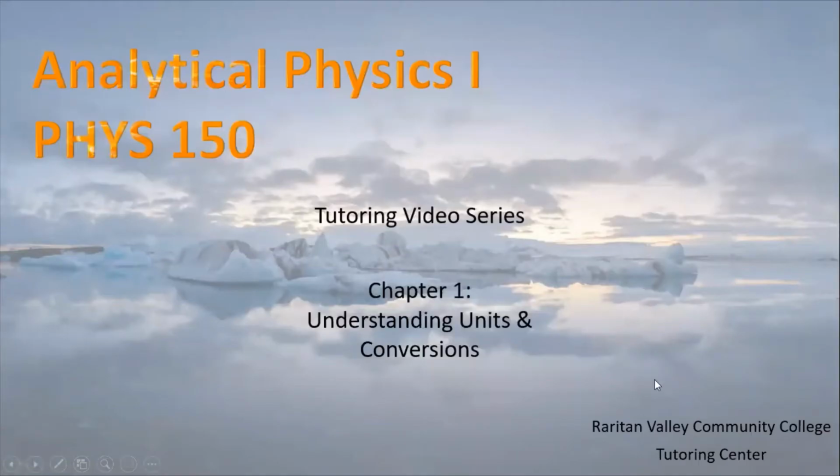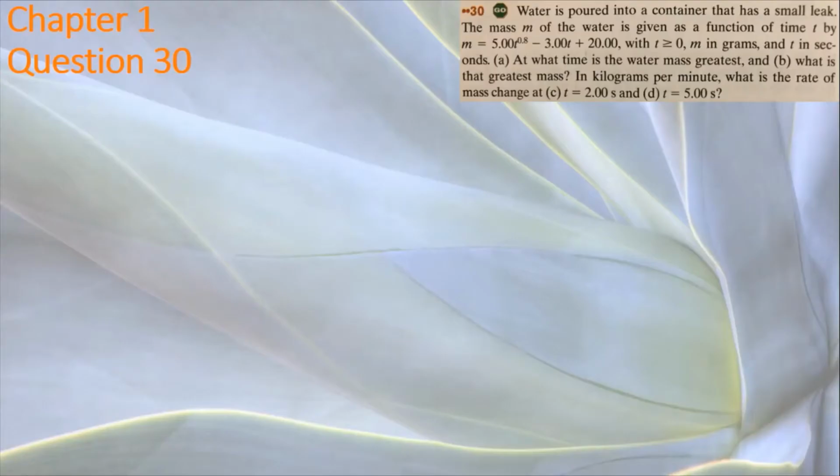In today's tutoring video series from Raritan Valley Community College, we'll be working on some problems from Chapter 1 about understanding units and conversions. So the next question we're going to be looking at is question 30 in Chapter 1, and it says that water is poured into a container that has a small leak.